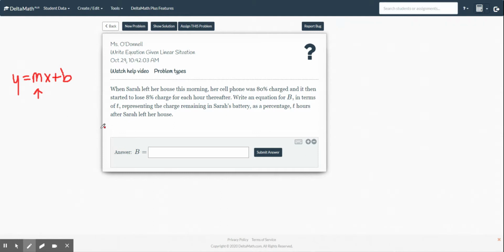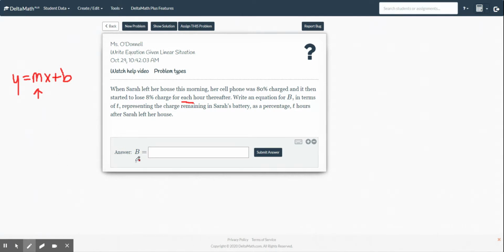So let's see here. When Sarah left her house this morning, her cell phone was 80% charged, and it then started to lose 8% charge for each hour thereafter. Write an equation for B in terms of T, representing the charge remaining in Sarah's battery as a percentage T hours after Sarah left her house.